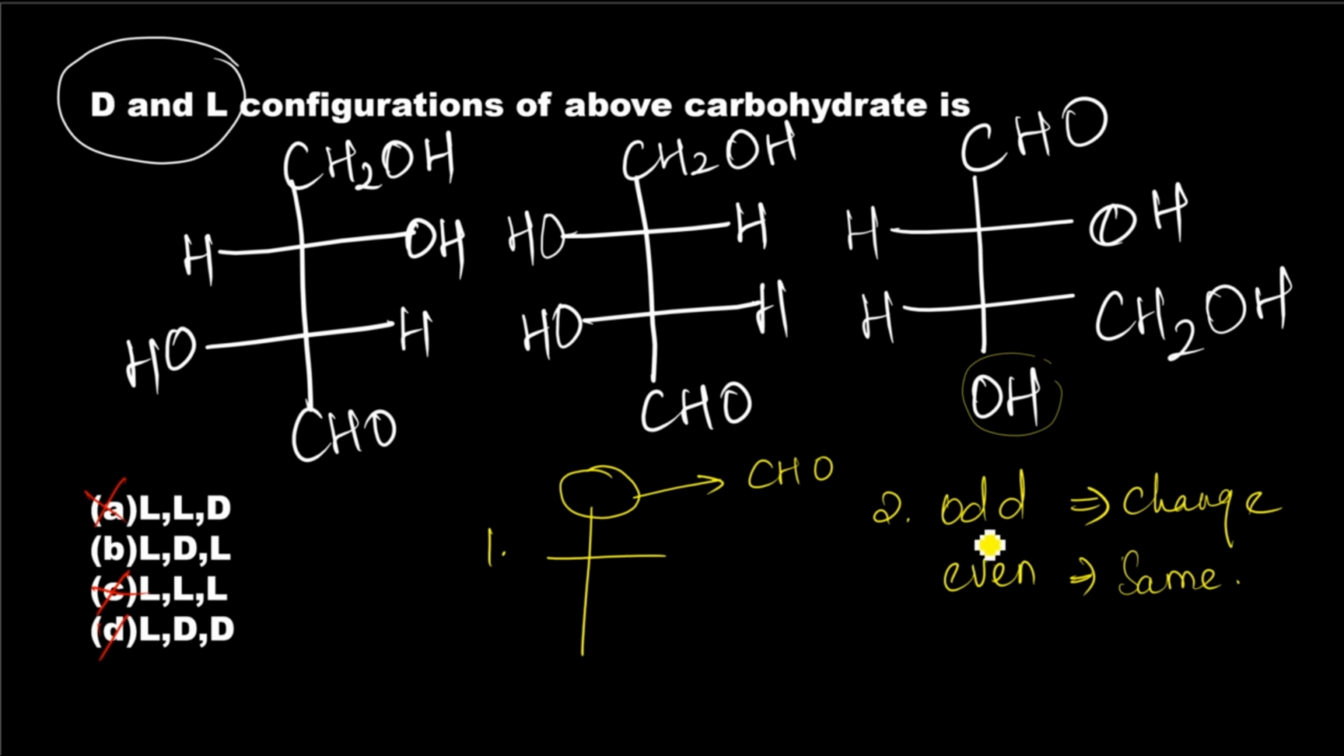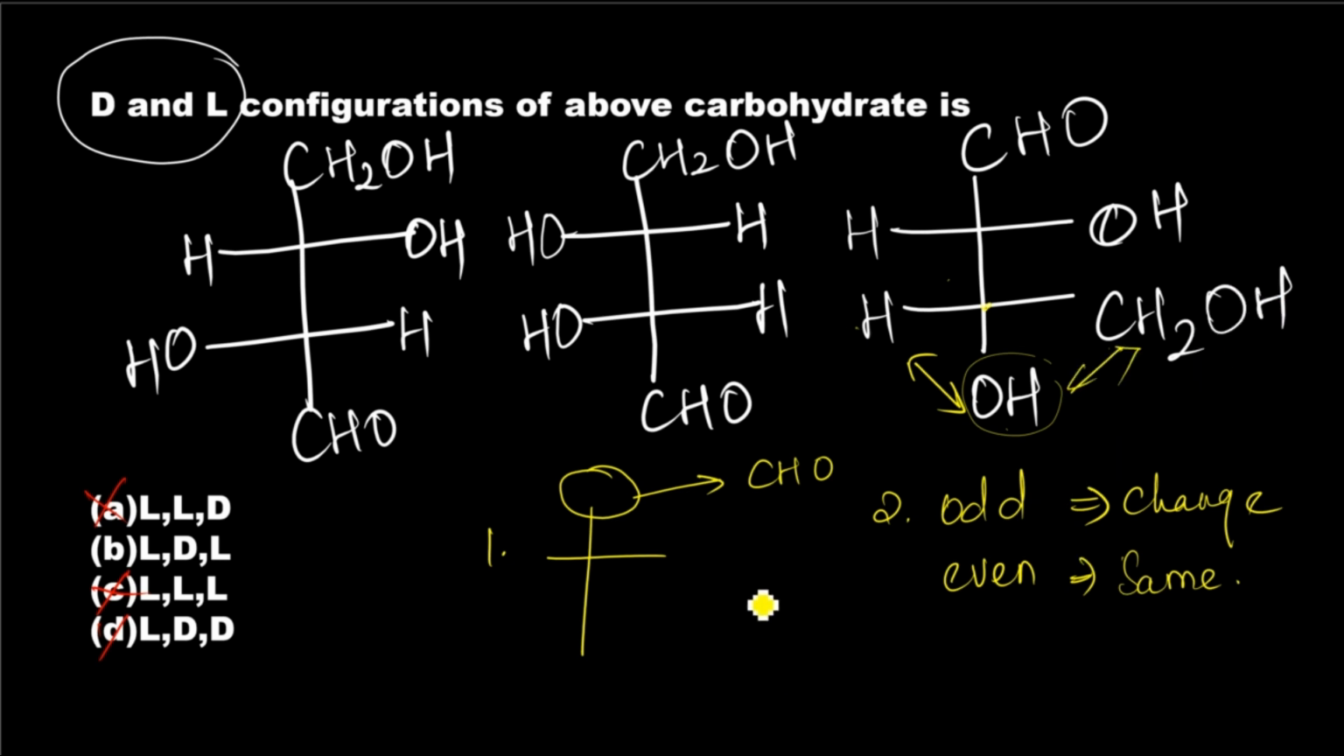And what do I mean by that? Odd exchange, let's say I'm doing the exchange of OH and H. I'm just changing the position of OH and H only. In that case, the configuration of that particular carbon will get changed. But if I am doing an even exchange, let's say after doing this OH and H, once again I'm doing the exchange, not of this one here, because I want the CH2OH group to be on the bottom like this.